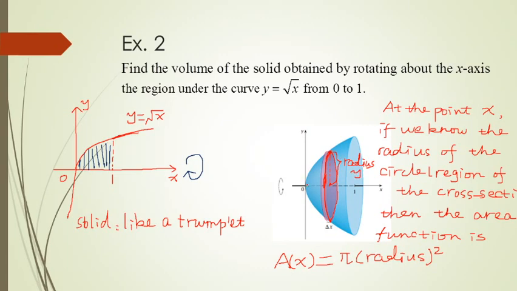What is y? This is a curve, bounded by the curve y equals root x. So here the radius will be root x. This is the curve y equals root x. So the radius is y, which is root x. So be careful when you talk about the area of the cross section, the area function A(x). That is not always pi x squared. Be careful to check that. Now let's check the solution.